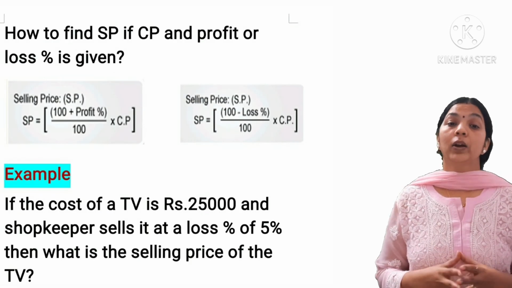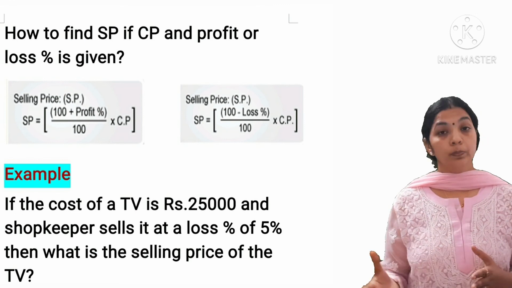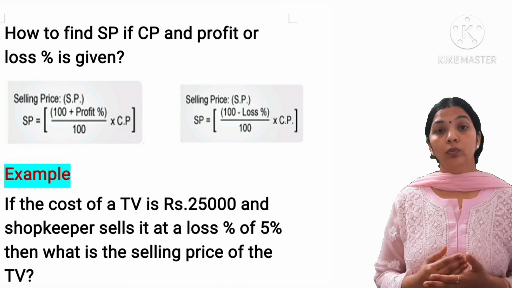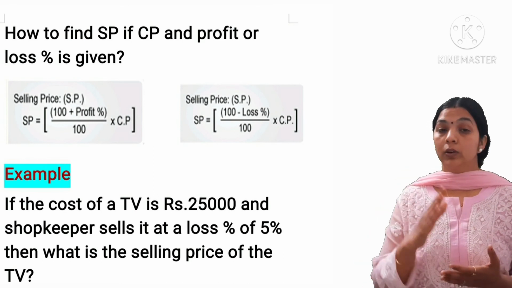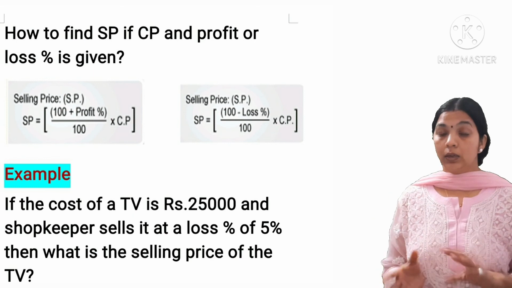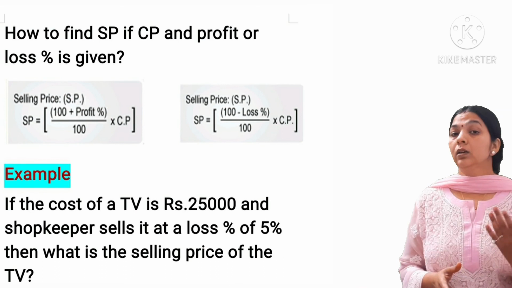Next is how to find selling price if cost price and profit or loss percentage is given to you. So remember that first we have to convert the percentage into the number, then we can easily subtract or add it in cost price to get the selling price.